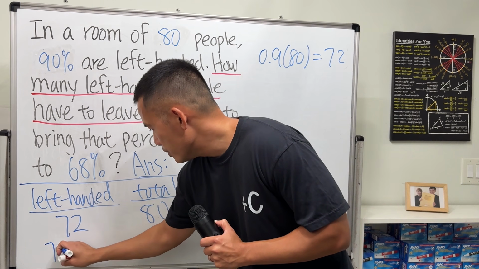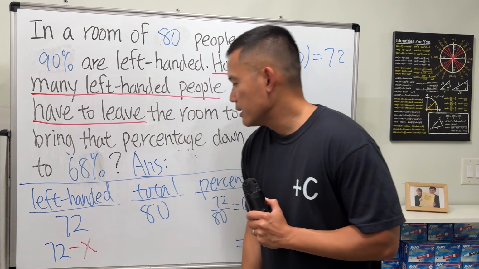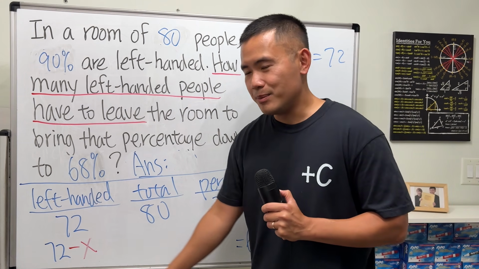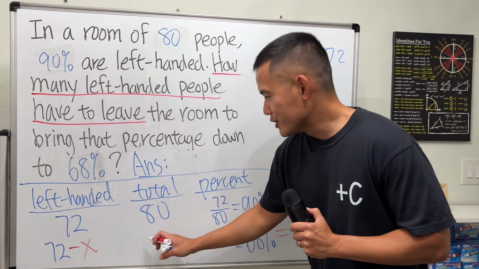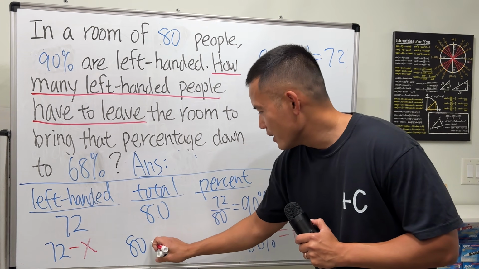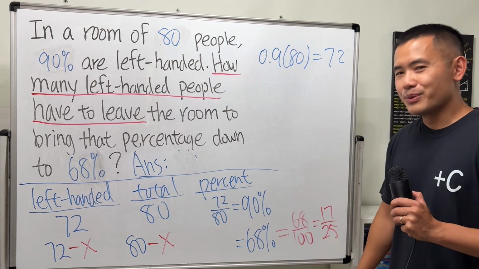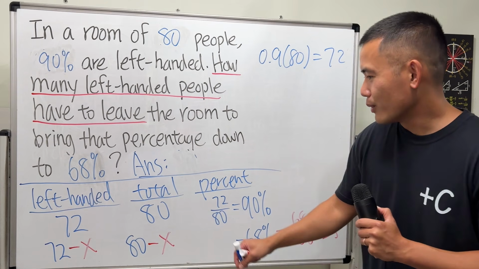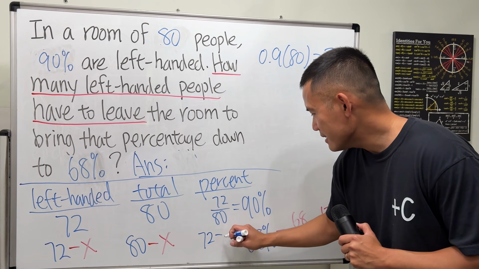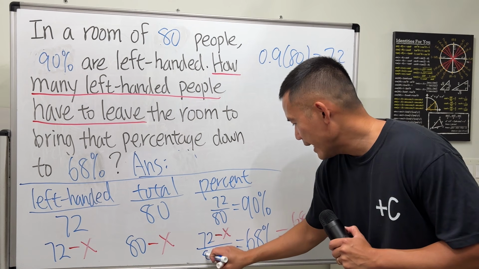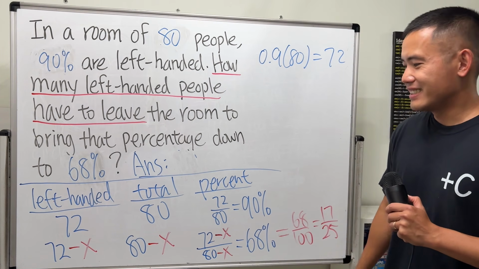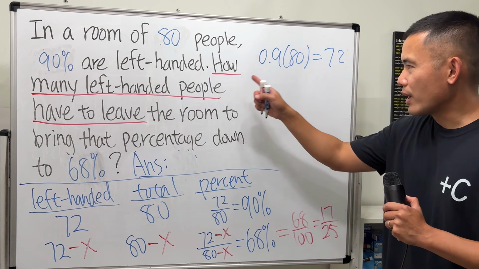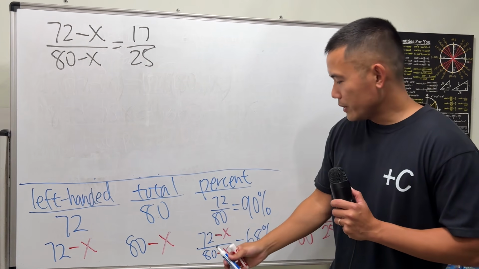So 72, I will have to take away x. If x is 12, then that means I remove 12 left-handed people, and there will be 60 people left. And the total, don't forget the total will change as well. Originally it is 80. We have to take away x as well. And now to get the percentage, you do the thing that you're looking for divided by the total, which will be 72 minus x over 80 minus x, like this. Yeah, so this right here will be the equation. I'm going to just write this down right here and then we'll continue to solve it. Okay, so that's what we have from here.